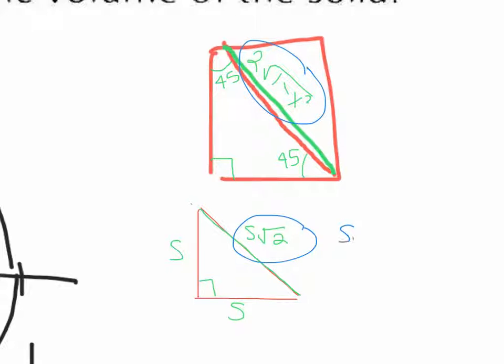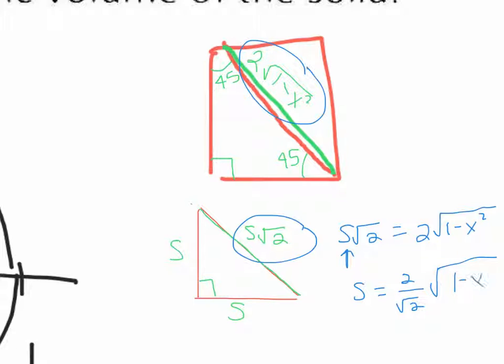So s root 2 is going to equal 2 times the square root of 1 minus x squared. When I solve for s, that gives me s equal to 2 over root 2 times the square root of 1 minus x squared, which is the side length of my square.